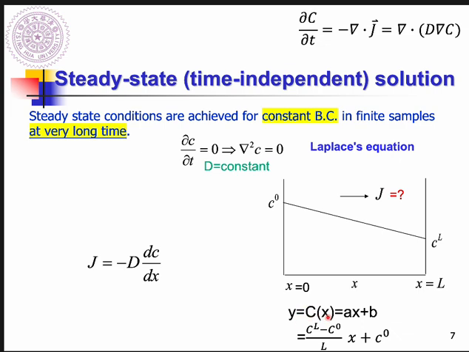If you don't believe that, you can double check. I put C0 here, with x equal to 0, so I get C equals C0.